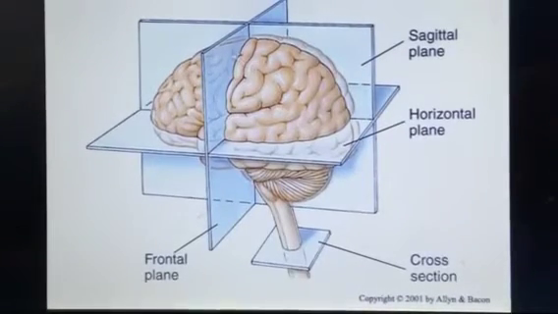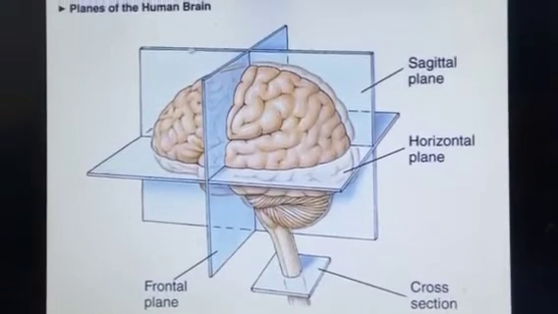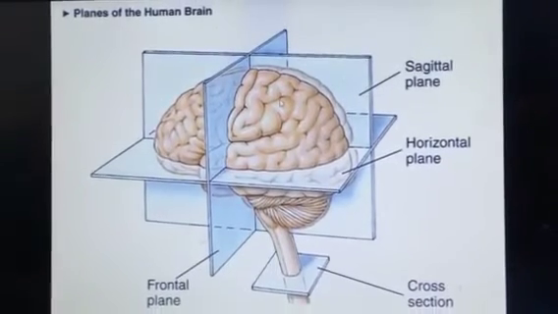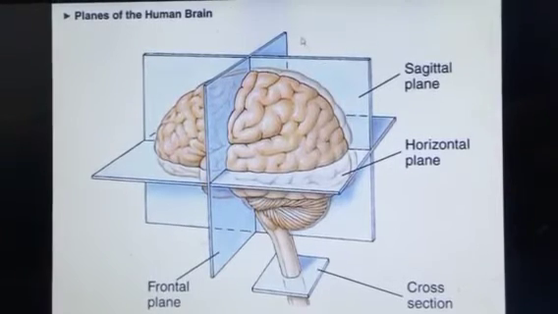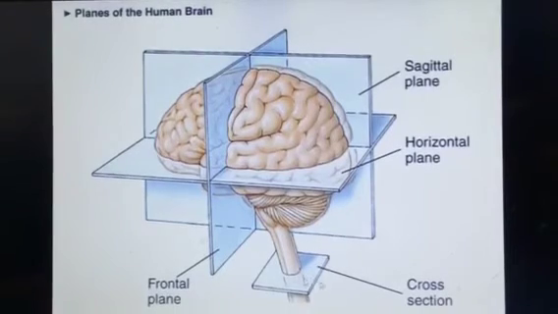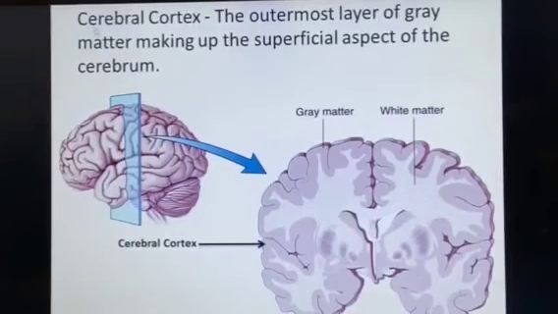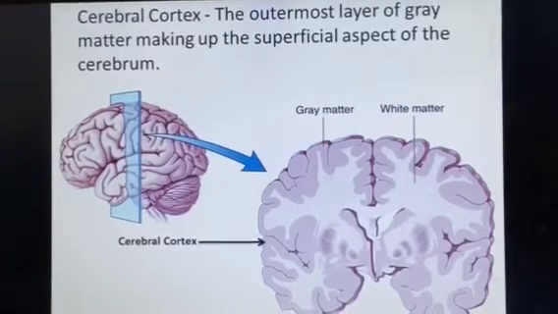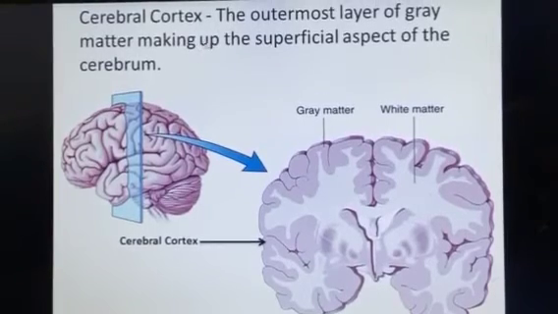In the next slide, you can see the way how we are going to divide the brain for discussion. This is, we call it sagittal plane. This is coronal plane, of course, horizontal and horizontal of the spinal cord. Here, the cortex of the brain, the outermost layer of gray matter, making up the superficial aspect of the cerebrum.